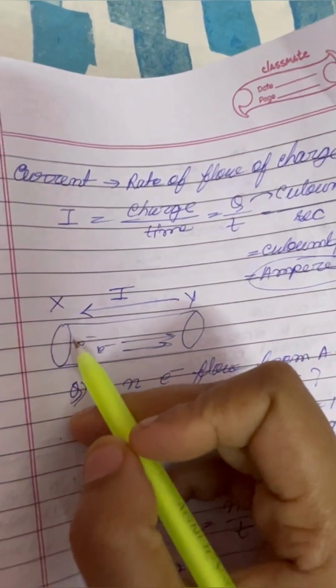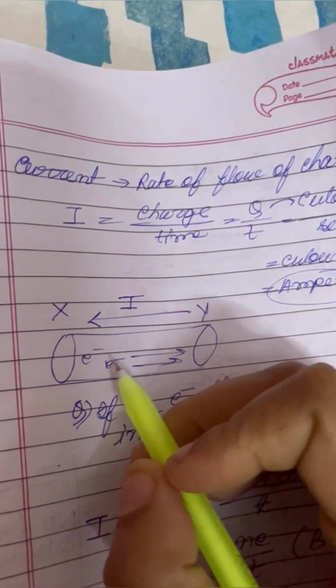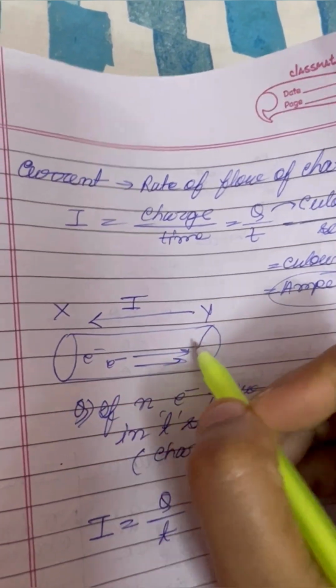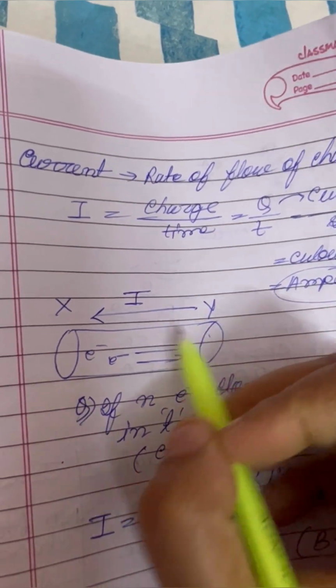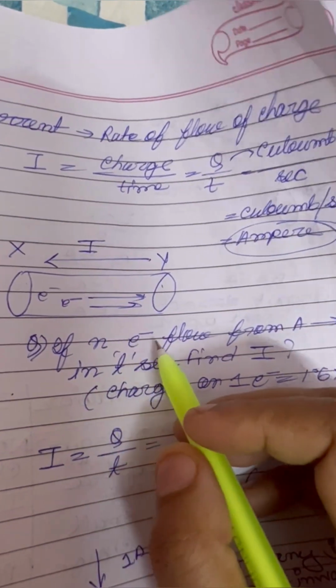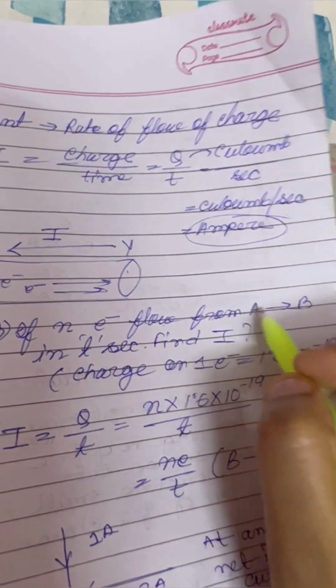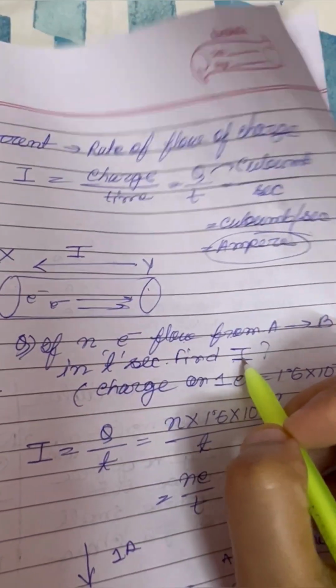Always remember that when current means electrons are flowing. When electrons are flowing from X to Y, always remember current will flow from Y to X, in the opposite direction. Now if one question comes: if n number of electrons flow from A to B in t seconds, find I, the current.